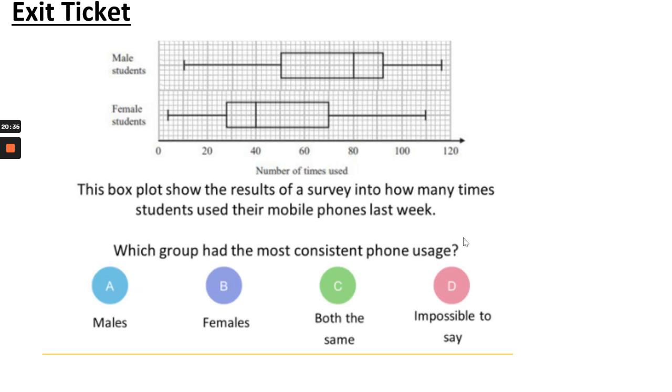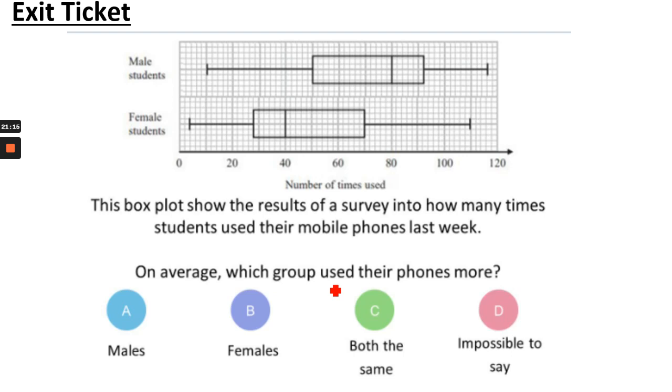Okay, so have a look at that exit ticket. Which was more consistent? So we're looking at the interquartile range. Can you work it out from the diagram? Well, that's 70, and that is going to be 22, 24, 26, 28. That one, I believe, has got an interquartile range of 42. This one is 50 up to 92. So that one has an interquartile range of 42 as well. So this one, actually, they're both the same.